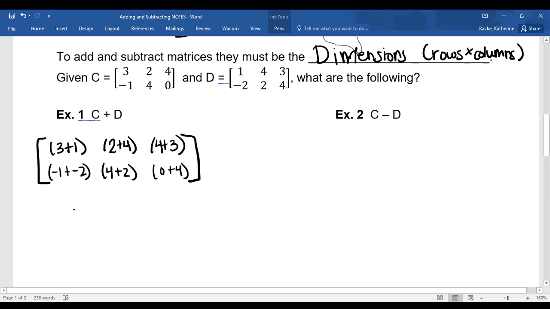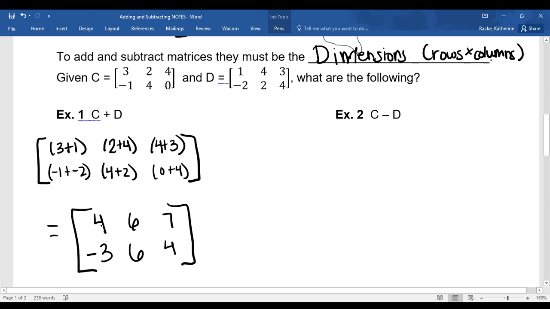Okay, so for our answer here, we have to go through and add them together. 3 plus 1 gives us 4. 2 plus 4 gives us 6. 4 plus 3 gives us 7. -1 plus -2 gives us -3. 4 plus 2 gives us 6. And 0 plus 4 gives us 4. So C plus D equals this 2 by 3 matrix. So pretty simple in adding.